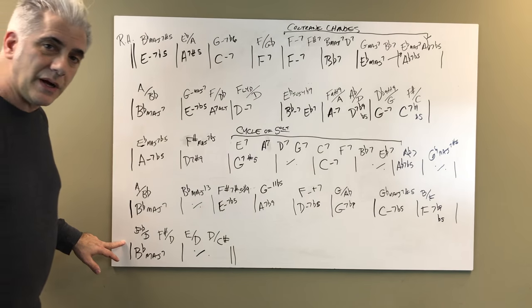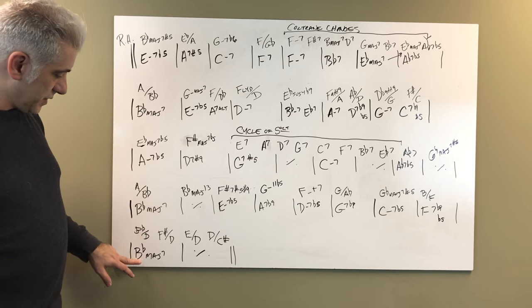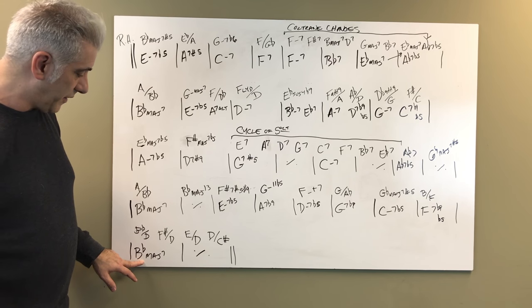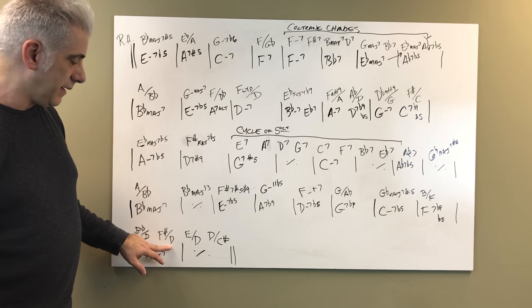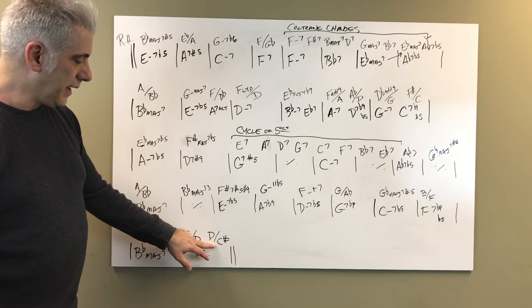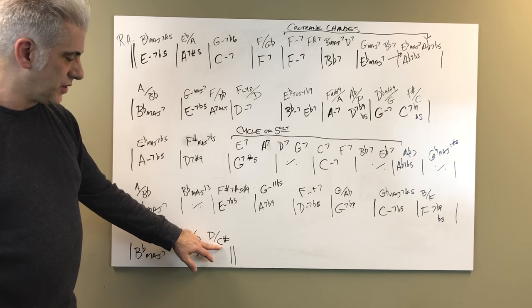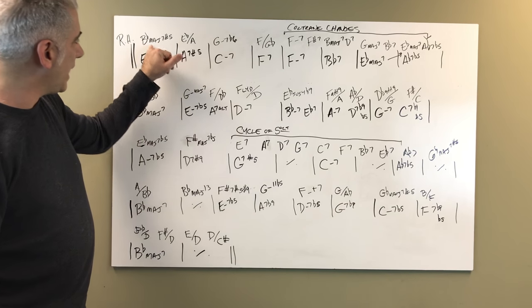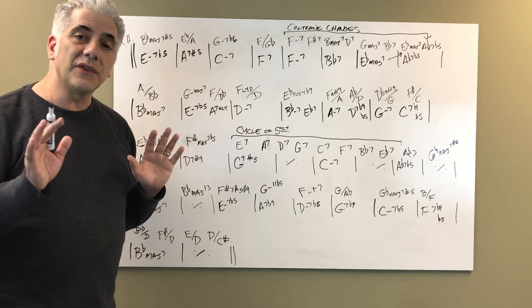Then I come to my turnaround in B flat here, and I'm using B flat over D, which is just an inversion essentially of B flat major 7, and then F sharp major over D, and then E major over D. This is a pedal point here. And then as a transition chord, I've got D major over C sharp, which is a C sharp Phrygian sound that leads us back into the top. So let's take a listen to what this sounds like.